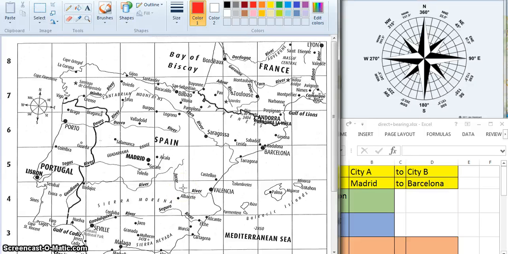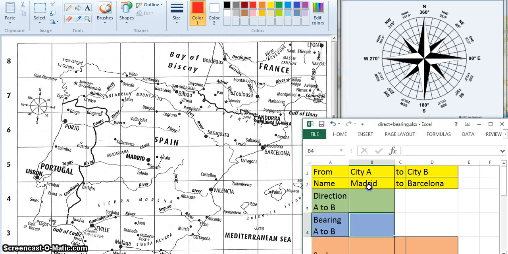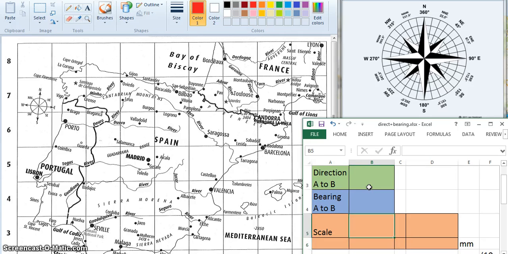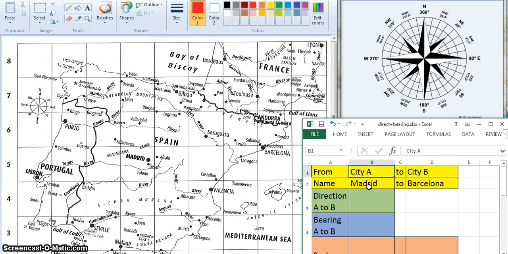Hi guys, welcome to this example for calculating direction and distance. We have a task here which is to work out what is the direction of travel between Madrid and Barcelona, what's the bearing that we'd be travelling on if we were travelling from Madrid to Barcelona, and finally what's the distance that we would have to travel moving between those two cities.